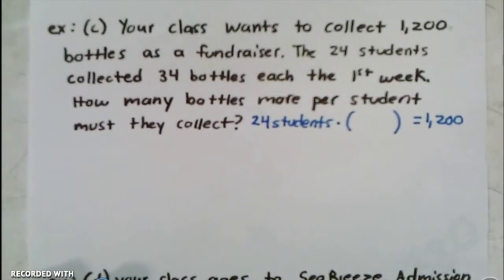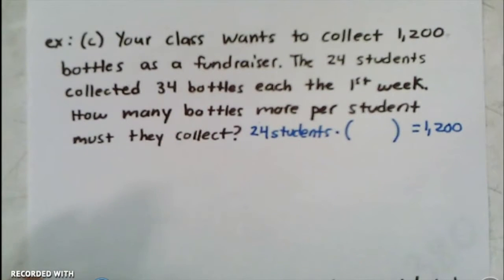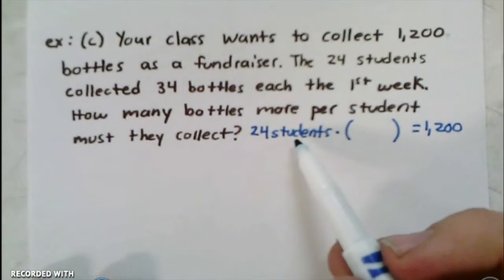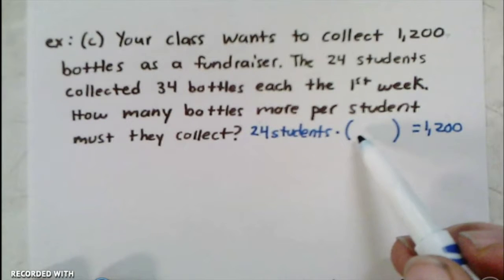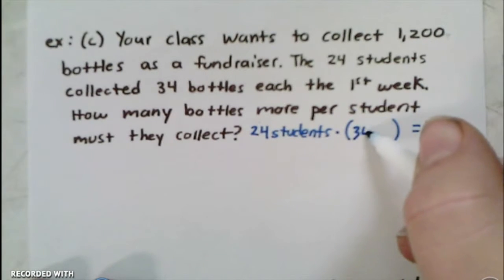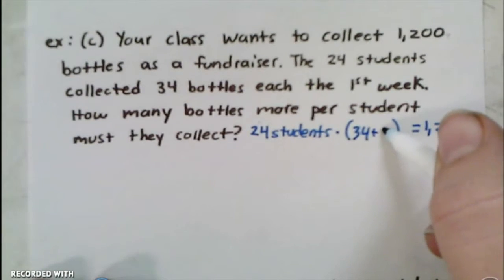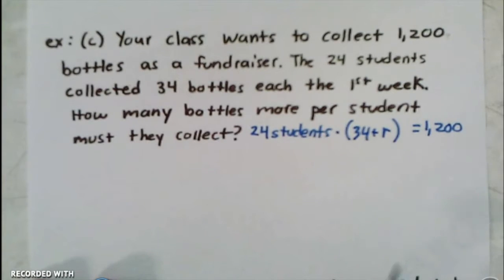All right, example C. Your class wants to collect 1,200 bottles as a fundraiser. The 24 students collected 34 bottles each the first week. How many bottles more per student must they collect? So we've got 24 students, and we're going to multiply it times the amount of bottles they already collected, which is 34, and the amount of bottles they still have to collect, which is R.